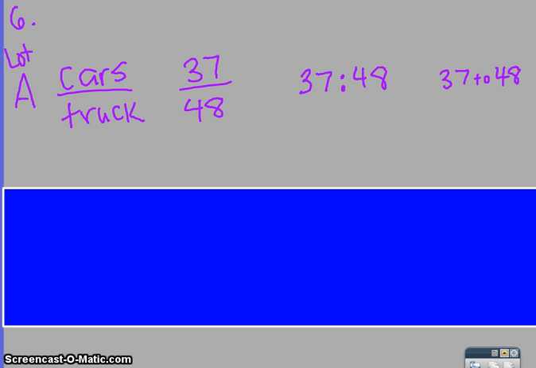Number 6. What is the ratio of cars to trucks in parking lot A? So our words are going to be cars to trucks, and we're talking about lot A. So I just put a little note over here. Looking at the table, there are 37 cars in lot A, and there are 48 trucks in lot A, which gives us a ratio of 37 to 48. You cannot simplify, so that is your ratio. You can see it three different ways: as a fraction, with the two dots, or with the word to.